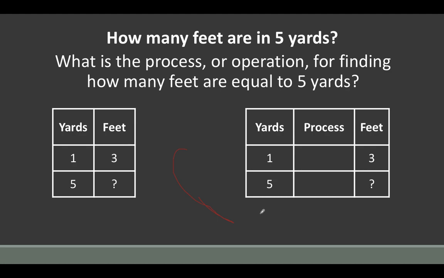We know that 1 yard equals 3 feet. We know that we're not adding here. We're not putting multiple pieces together. We're multiplying. So that means that we are going to be multiplying 1 times 3 to equal 3. So if we have to multiply the yards by 3 to equal the number of feet, we also need to multiply 5 times 3 to equal the number of feet.